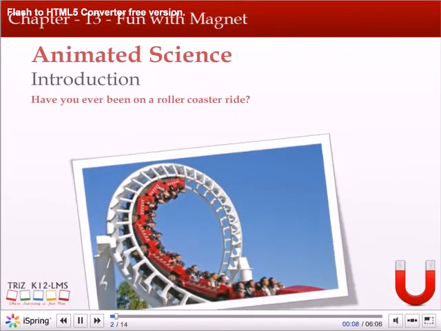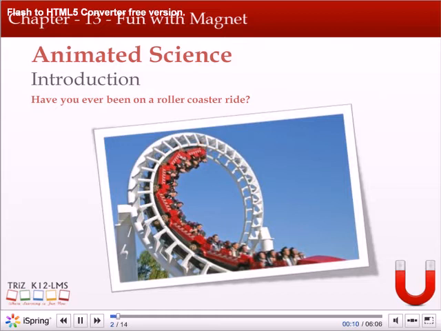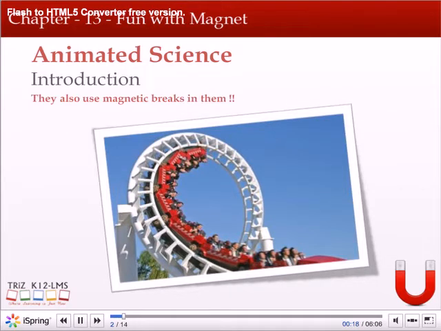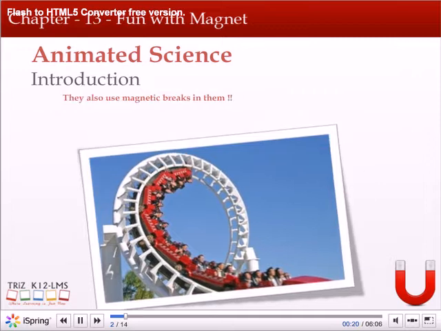Introduction. Have you ever been on a roller coaster ride? The roller coaster ride in the amusement park uses magnets to move forward and roll around. They also use magnetic brakes in them.